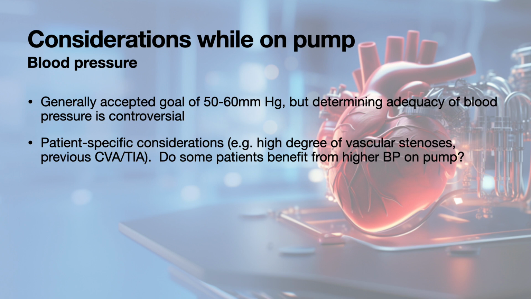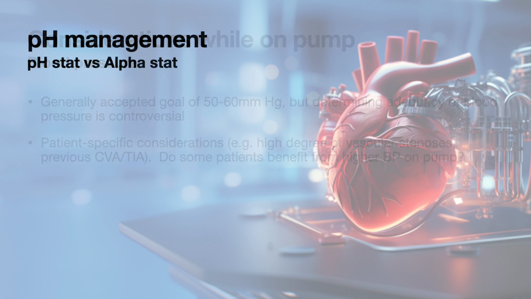My general practice is to maintain a MAP between 50 and 60 unless there is a specific reason to drive it up to compensate for known or suspected arterial stenoses to vital organs, such as carotid or renal artery stenosis. It is entirely conceivable that some subset of patients do benefit from higher average MAP while on cardiopulmonary bypass, but this remains a question without a definitive answer.